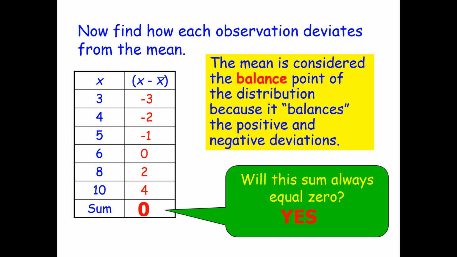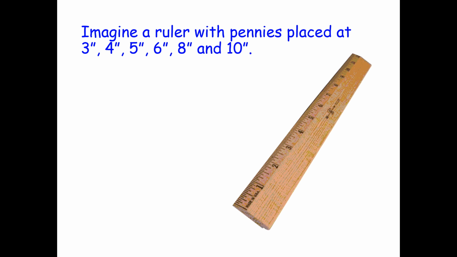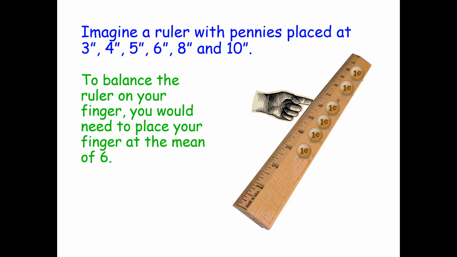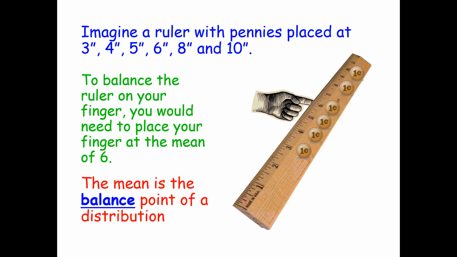The mean is considered the balance point for the distribution because it balances the positive and the negative deviations. Imagine a ruler with pennies placed at 3 inches, 4 inches, 5 inches, 6 inches, 8 inches, and 10 inches. Right? We put the pennies there. Well, in order to balance your ruler on your finger, you would need to place your finger at the mean of 6. The mean, again, is the balance point of the distribution.